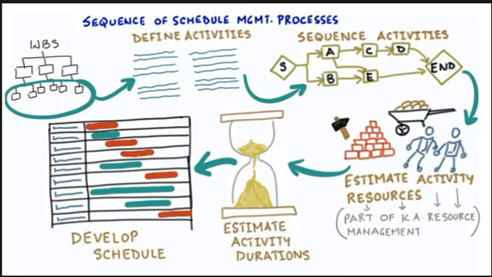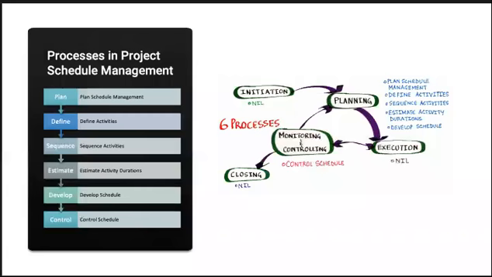There are 6 processes in this knowledge area. We have 5 of them in the planning. So we plan the schedule management, define and sequence activities, estimate their durations, and develop schedule, after which we control schedule. So controlling schedule means that we're able to end up with some successful project completion, let's say.